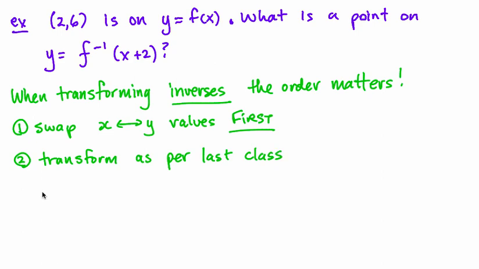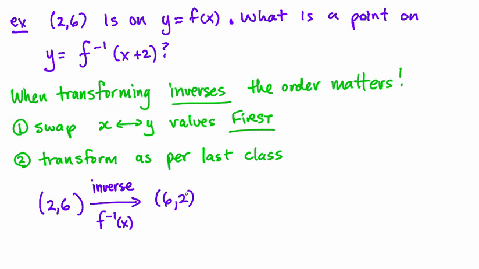So in this case, there's a point (2, 6), and we know that's on an original function and that we're dealing with an inverse. So do that step first. And I like to show it with these little mappings. I find that easiest. So when I take (2, 6) and I apply that inverse to it, then it becomes (6, 2). The x's and the y's switch.